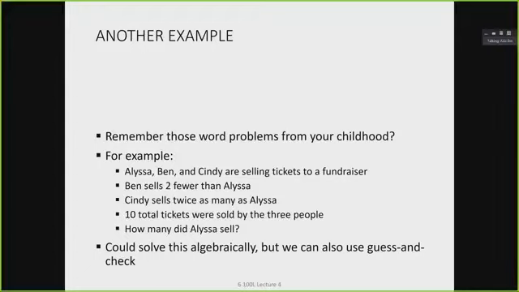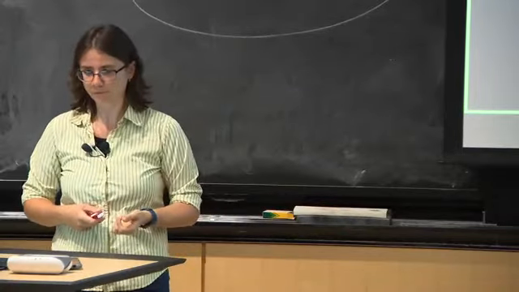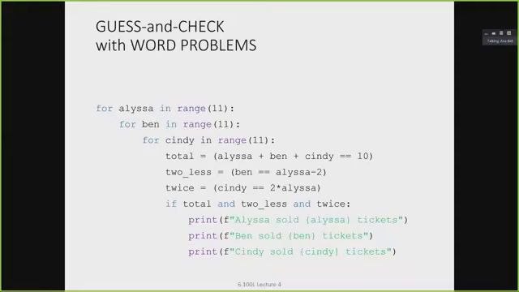I've got Alyssa, Ben, and Cindy selling tickets to a fundraiser. Ben sells 2 fewer than Alyssa. Cindy sells twice as many. 10 total tickets were sold. How many did Alyssa sell? Here's some code that could solve this problem for us.